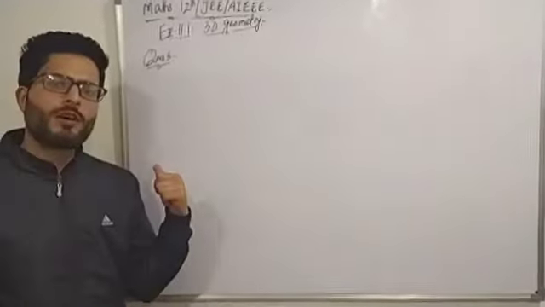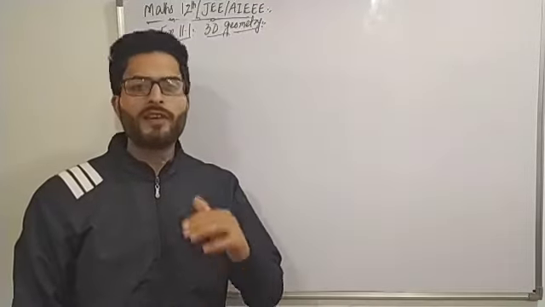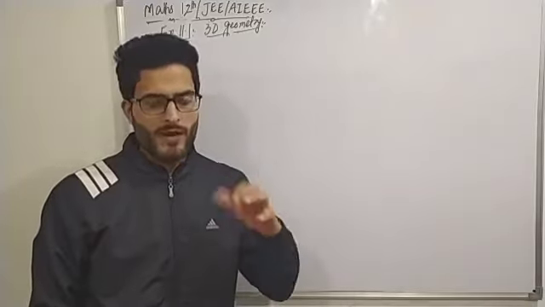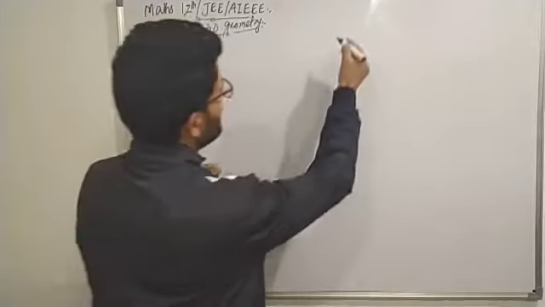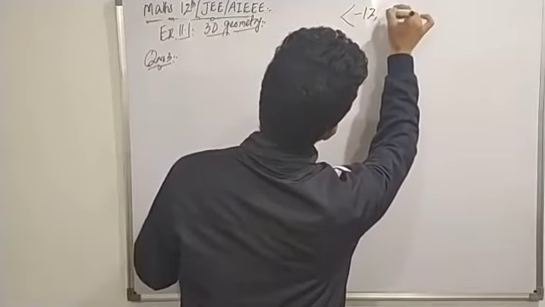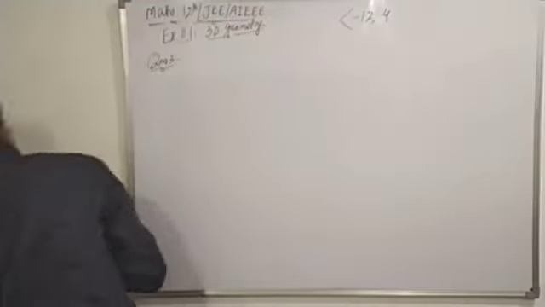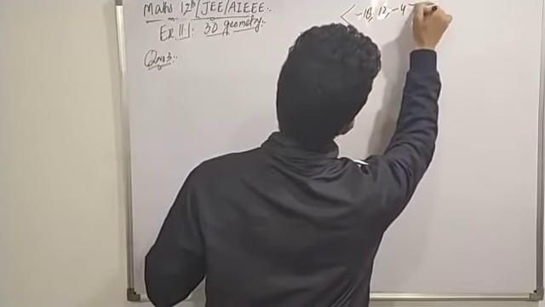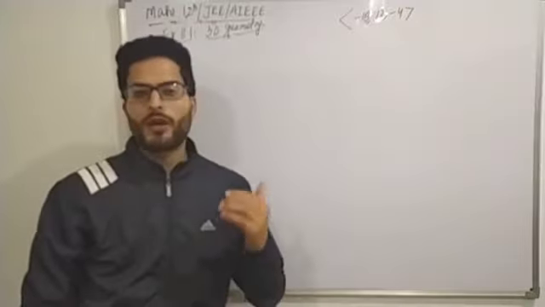Now we are on question number 3 of the same exercise. In that question we have been asked that we have the given direction ratios of a line and we have to calculate the direction cosines. From the direction ratios of a line we can easily locate the direction cosines. The given line has direction ratios minus 18, 12 and minus 4, and we need to calculate the direction cosines.